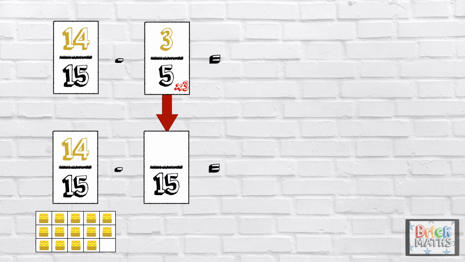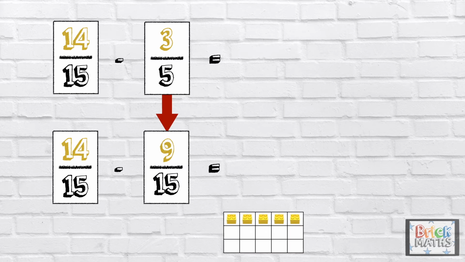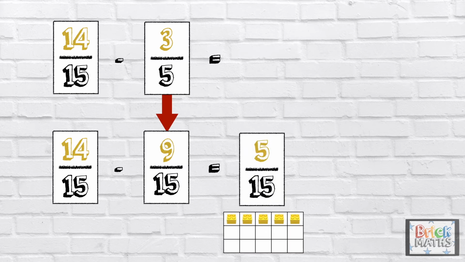So we need to multiply the numerator by 3 as well, which is 9, so 3/5 is the same as 9/15. Now that the denominators are the same, we can subtract the fractions. 14/15 take away 9/15 equals 5/15.